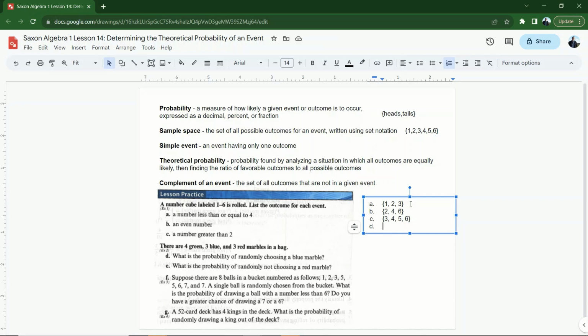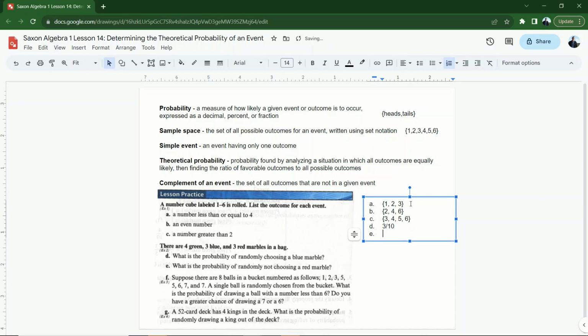Letter D, what is the probability of randomly choosing a blue marble if there are 4 green, 3 blue, and 3 red marbles in a bag? So the question is, how many favorable outcomes are there? Well, there are 3 blue marbles. Picking blue is favorable. And then on the bottom of my fraction, how many possible outcomes? 4 plus 3 plus 3 is 10. So the answer here would be 3 over 10 for letter D.